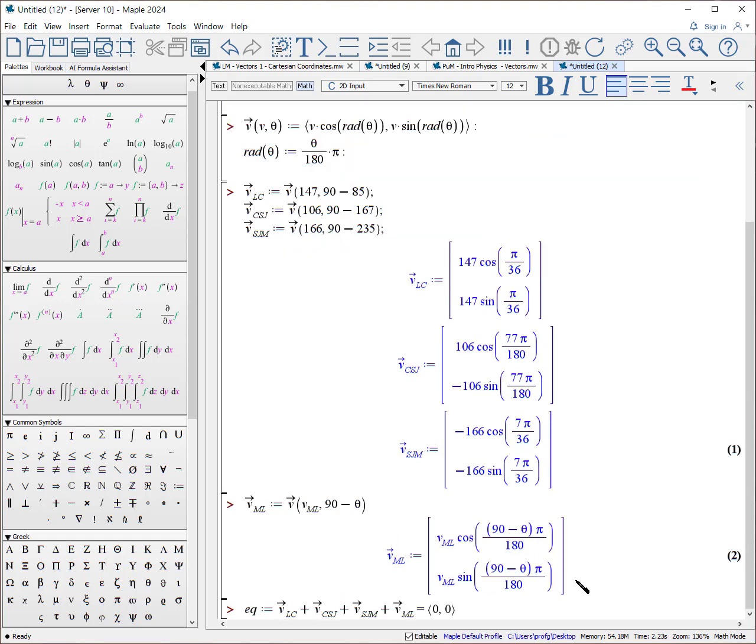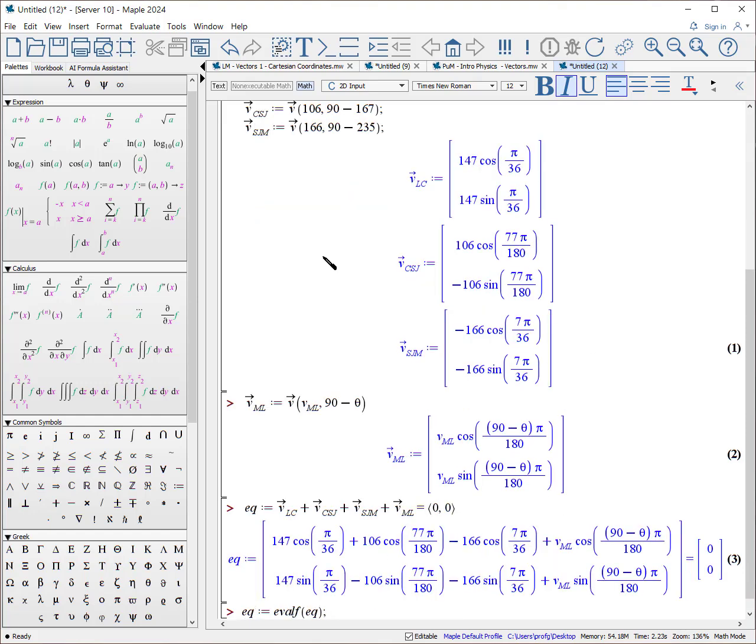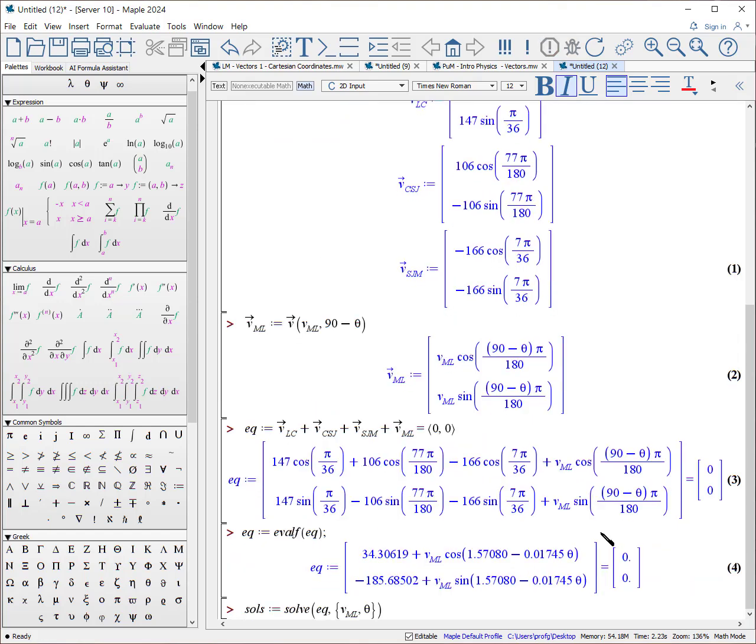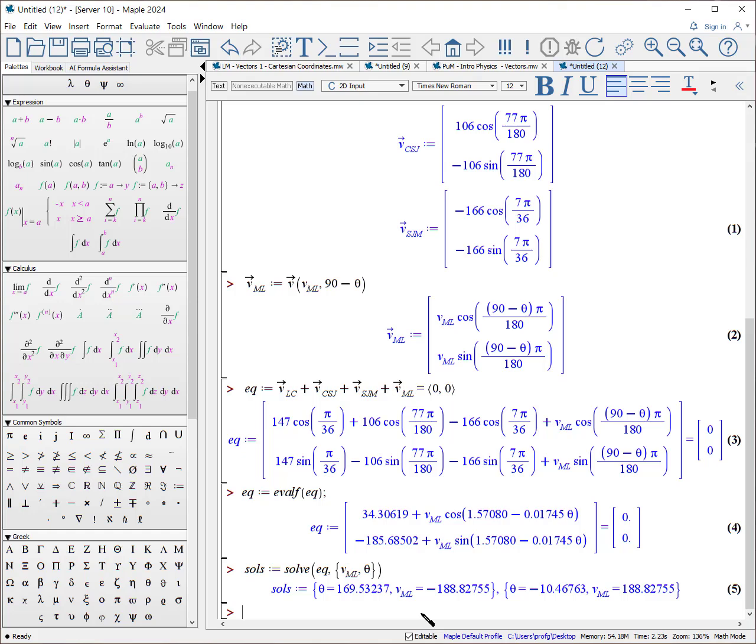Here is the physics of the entire problem. Each leg must be added up so that the pilot returns to her origin. So we add all the vectors, vector sum, and it must end with 0, 0. Since this problem has been done precisely, i.e. with no floating point approximation, and we would like a numerical value, we don't care about the approximation, let's evaluate floating point of everything before we solve for the unknowns v sub ml and theta. We see that there are 2 solutions to this problem.